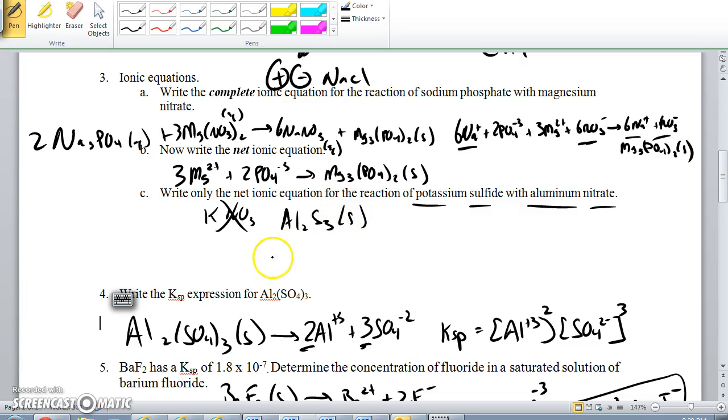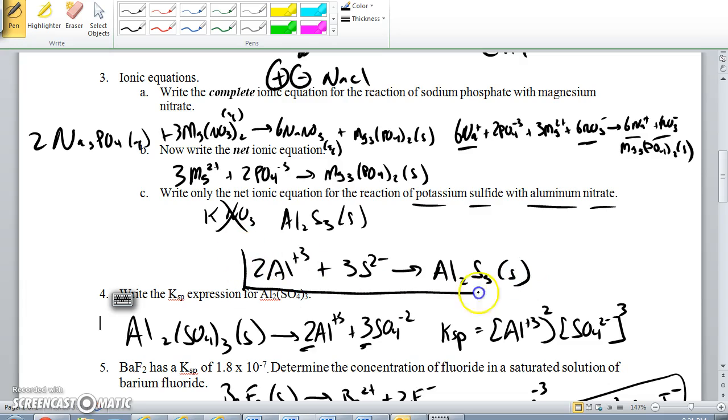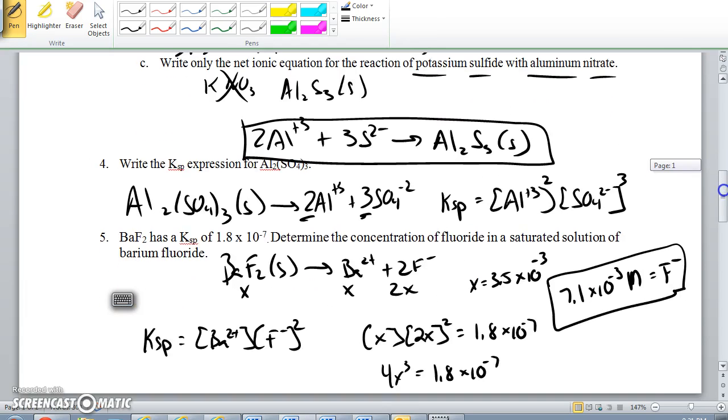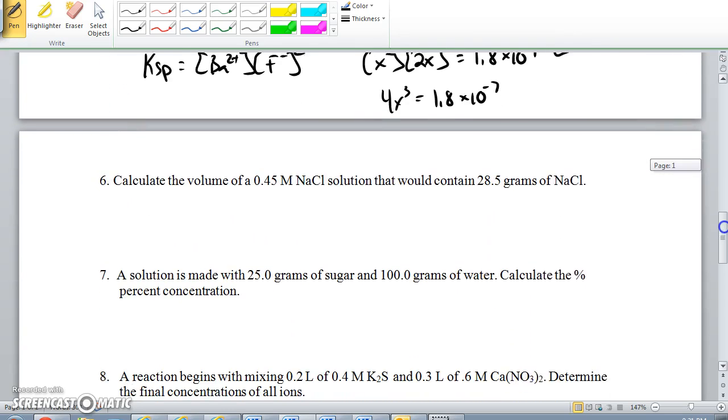To write the net equation, we know there'll be 2 aluminum ions plus 3 sulfide ions, which are going to give you Al2S3 solid. So it is possible to go straight to the net. You just have to really think about it logically. So anyway, we did those earlier. Let's look at number 6.